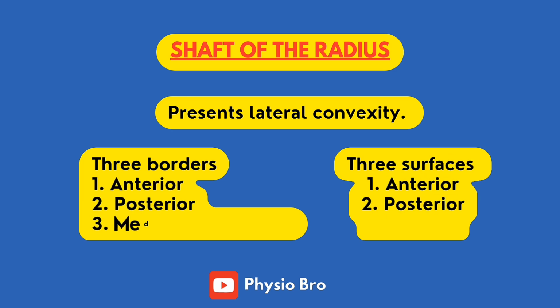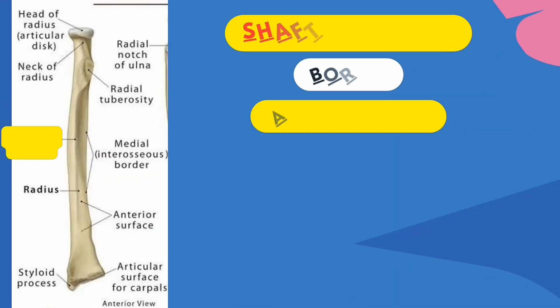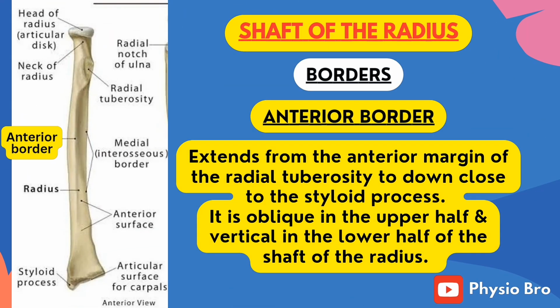It consists of three borders: anterior, posterior and medial or interosseous borders, and three surfaces: anterior, posterior and lateral surfaces. The anterior border of the radius extends from the anterior margin of the radial tuberosity down to close to the styloid process. It is oblique in the upper half and vertical in the lower half of the shaft of the radius.